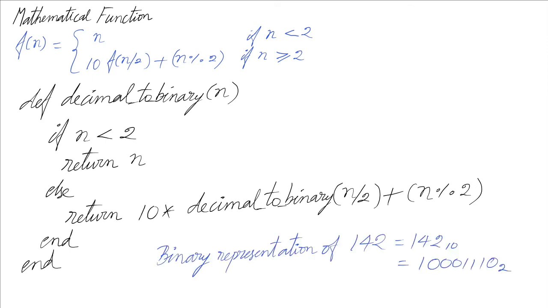So the binary representation of 142 in base 10 is equivalent to this representation of that number in base 2. So you can calculate by adding these numbers for those ones in that position to compute the total as 142.